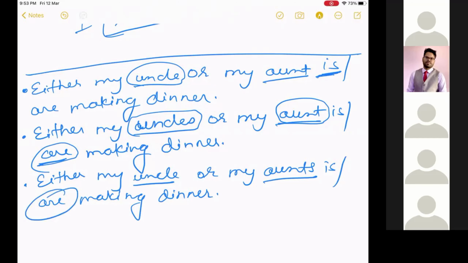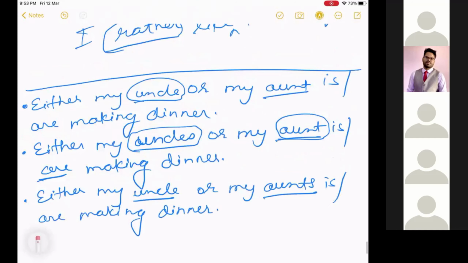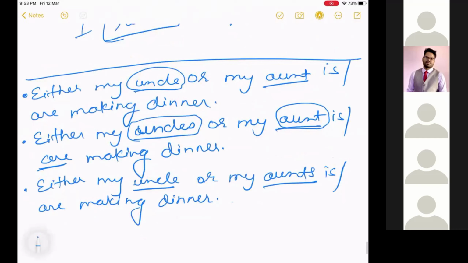Okay, so these are not the final answers. I will erase them. First I will tell you the concept. What is the concept here? If we talk about either or, neither nor, the same concept will apply here. We actually follow the nearest verb, or helping verb, we can say.